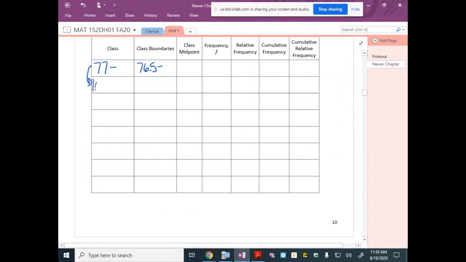So this would be 102, 127, 152, 177, 202, 227, 252. And again, when you see an assignment, I'm not going to make you write all these class boundaries. In fact, on the little block there, it should say not necessary to write them all.